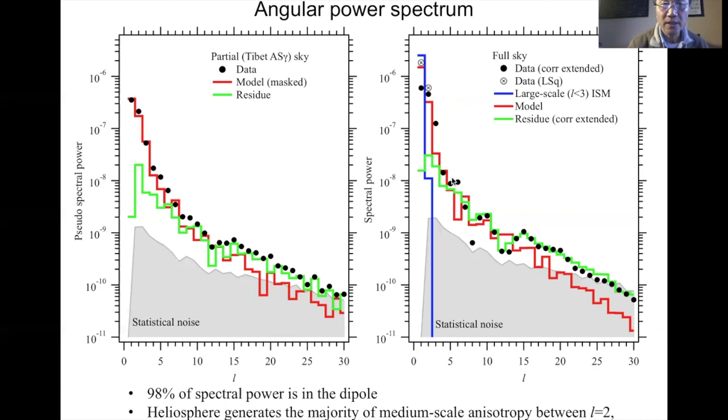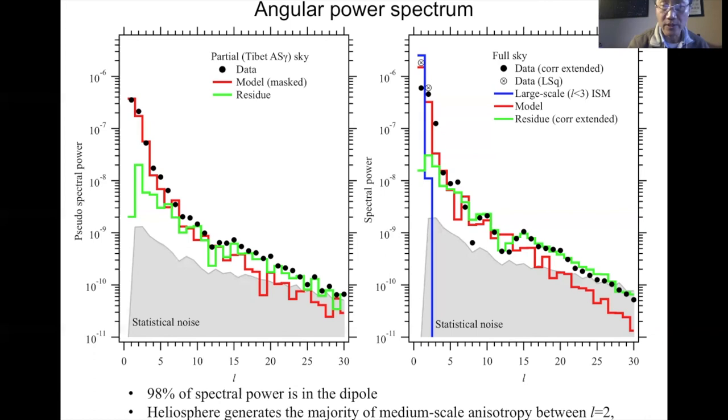And as you can see, the model after heliospheric distortion can produce the observed anisotropy up to L equal to 12. And beyond 13, there is residual anisotropy between the model and the observation, indicating there might be a contribution of anisotropy on small scale from the local interstellar magnetic field turbulence.